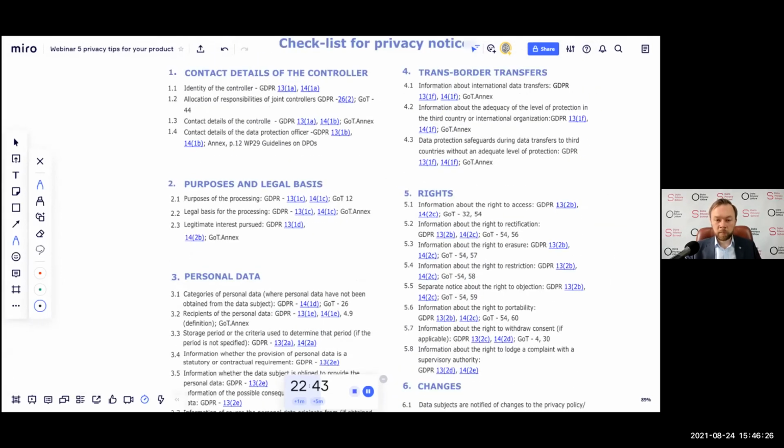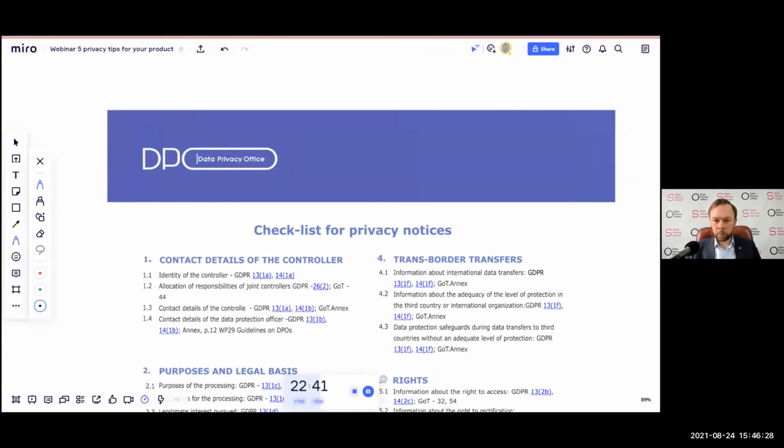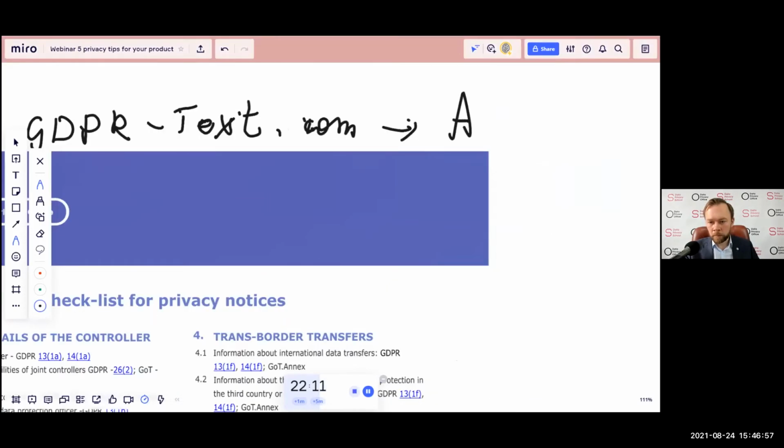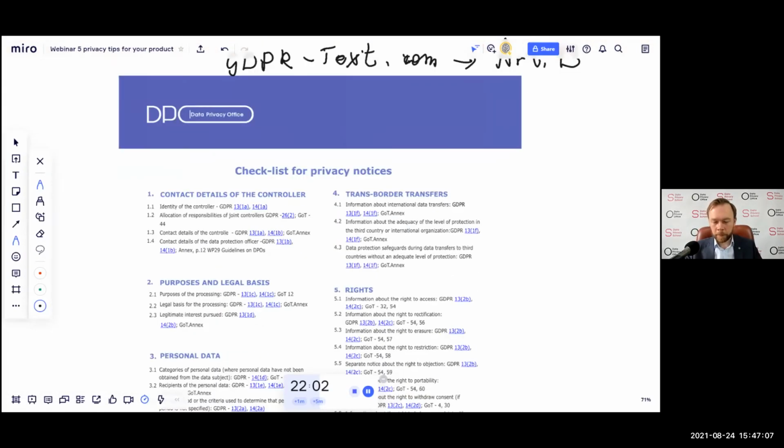As you can see from the checklist, by the way, this checklist will be available for those visiting this webinar, or it is available for those watching this webinar in the recording at the GDPR text.com website. You may go to Article 13 of the GDPR to download this checklist, and you'll get this checklist with the materials of the webinar.